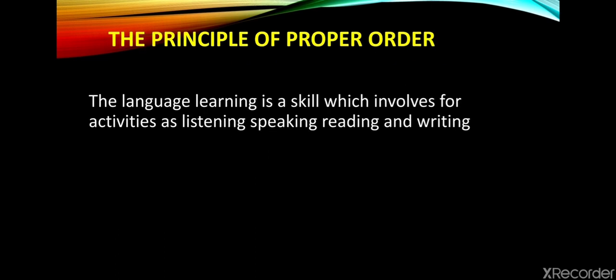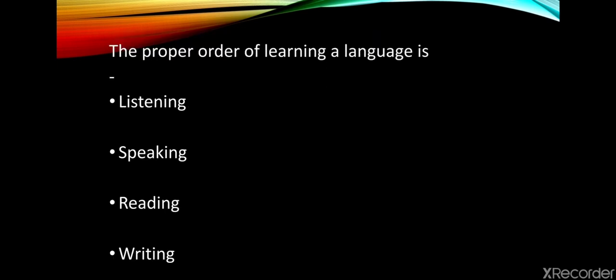Next is the principle of proper order. Language learning is a skill which involves four distinct activities: listening, speaking, reading and writing. Listening is the language of the ear. Speaking is the language of the tongue. Reading is the language of the eyes and writing is the language of the hand. The proper order of learning a language is listening, speaking, reading and writing.